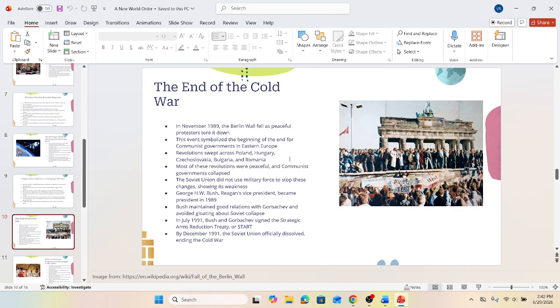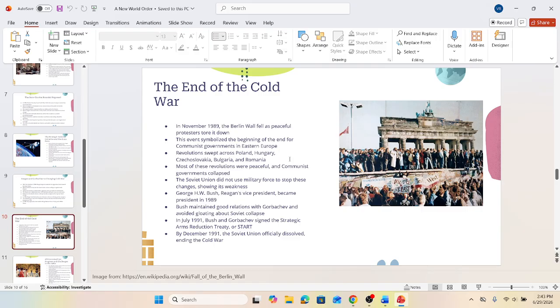Revolutions swept across countries like Poland, Hungary, Bulgaria, Romania, and Czechoslovakia, and they were mostly peaceful revolutions, and communist governments collapsed. The Soviet Union did not use military force to stop these changes, showing its weakness. And George H. Bush, Reagan's vice president, becomes president in 1989. He maintains good relations with Gorbachev and doesn't gloat about the Soviet collapse.